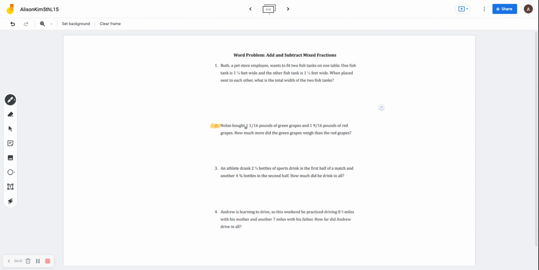So we know that we are given the pounds of the green grapes and the pounds of the red grapes. And we know that the green grapes weigh more than the red grapes, and we want to know how much. So we're going to have to subtract. So it'll be 1 and 1/16 minus 1 and 9/16. Wait, that doesn't make sense.